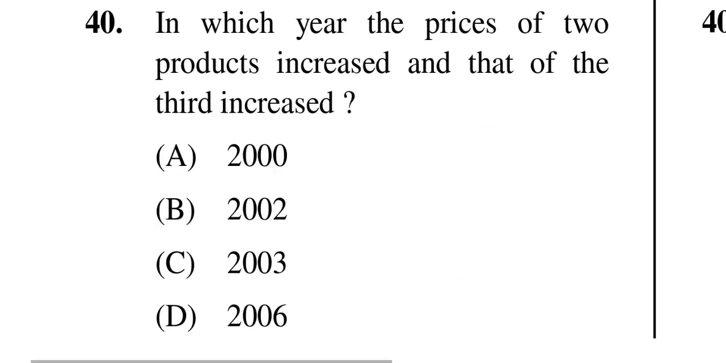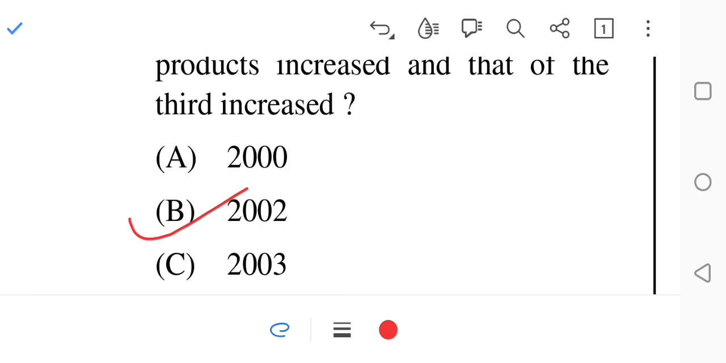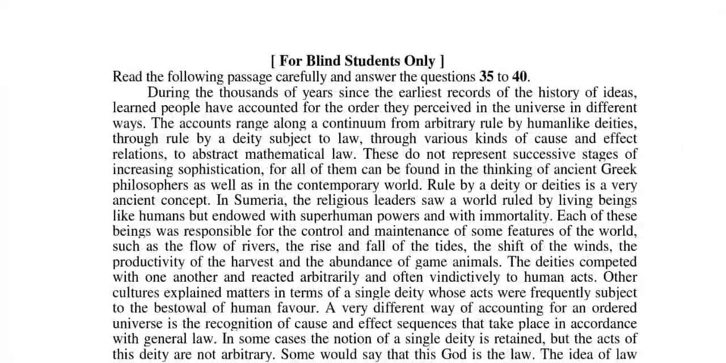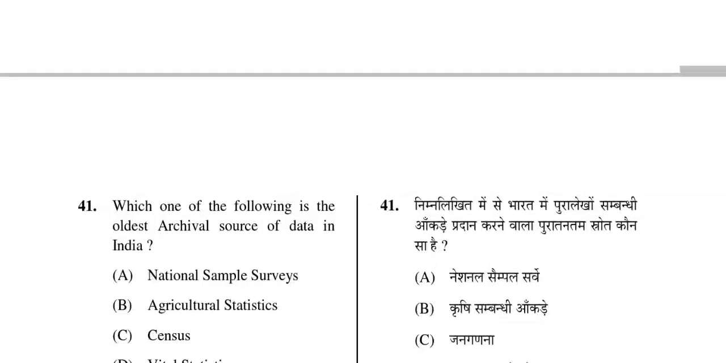40. In which year did the prices of two products increase and that of the third decrease? 2000, 2002, 2003, 2006. The correct answer will be 2002. 10 more questions are left. We will solve them. Okay, here this is for blind students only. Not for us. Let us do the rest of the questions.